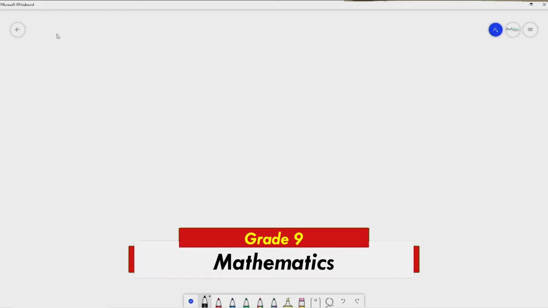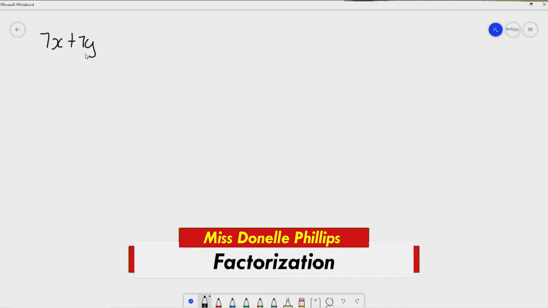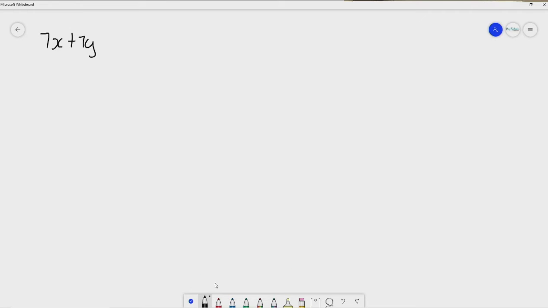So the first example that we're going to look at is 7x plus 7y. And because we're using factorization using common factor, the first thing we need to do is identify the common factors between both terms. So this first term we have 7x and this second term we have 7y. Now we can see that both terms have 7s in them. So that means that the common factor between 7x and 7y is 7. So we write that outside and we open bracket.